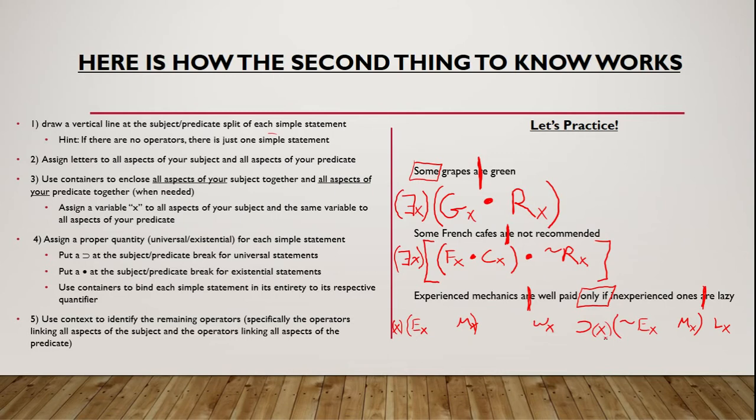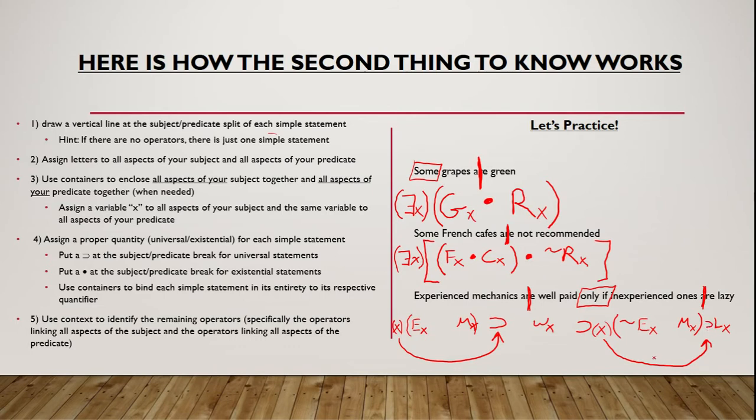Put the horseshoe at the subject predicate break for universal statements or a dot at the subject predicate break for existential statements. We have a universal statement for the first one. The subject predicate break is between experienced mechanics and well paid, and we're going to put a horseshoe there. Then the other simple statement, we have a horseshoe again for that X, and we're going to put it right at the break between inexperienced ones and the lazy.